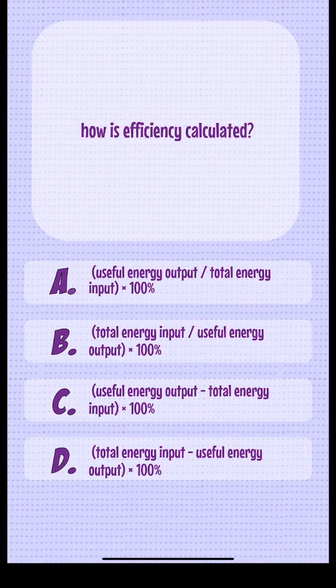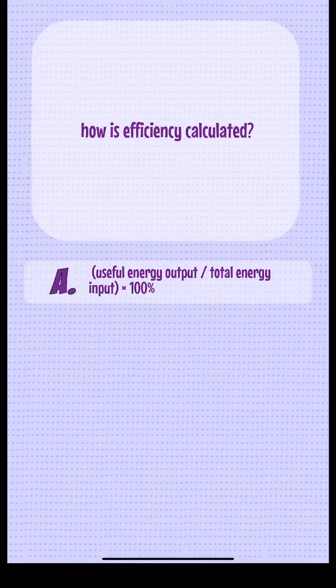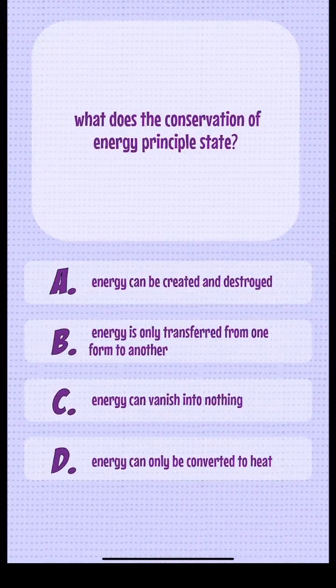How is efficiency calculated? Out of these, what do you think the equation for efficiency is? Vote your answer and tap on the screen a few times. A, useful energy output over total energy input. Yes, times 100. You've got to times it by 100 at the end. That is the equation for efficiency. That tells you how much useful energy an appliance is doing compared to how much it's wasting and dissipating.